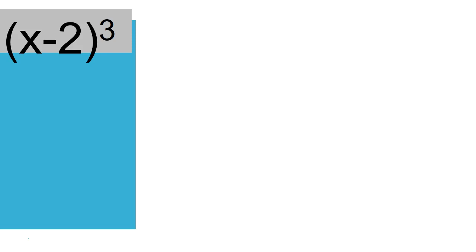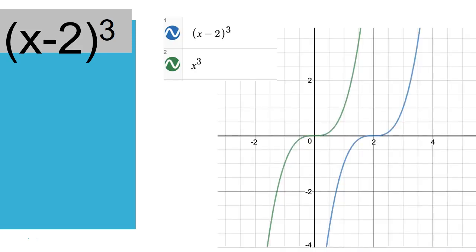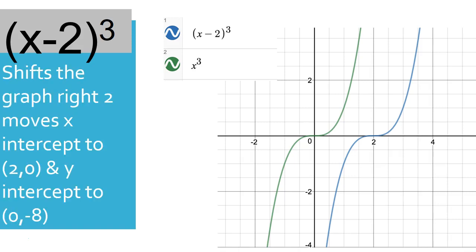Okay. So we have x minus 2 cubed. Now, if you're taking a look at your notes, you know that means it's going to shift it to the right 2. So if you said that, you are correct. Now, it doesn't change domain and range, but it does change our inflection point. Now our inflection point is at (2, 0) instead of (0, 0). And it changes our y-intercept.